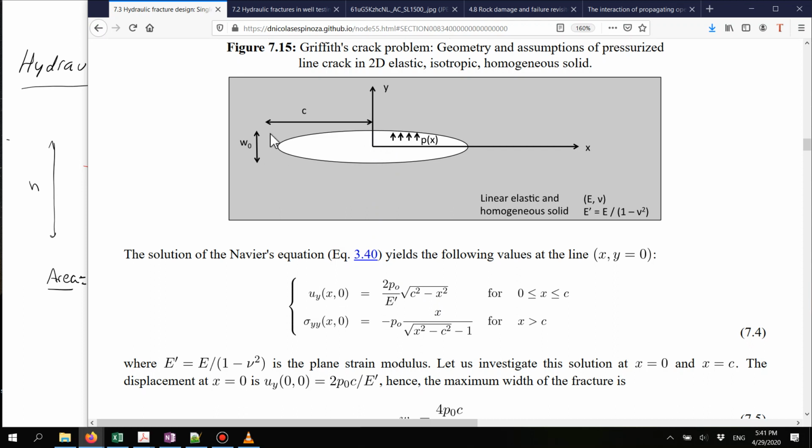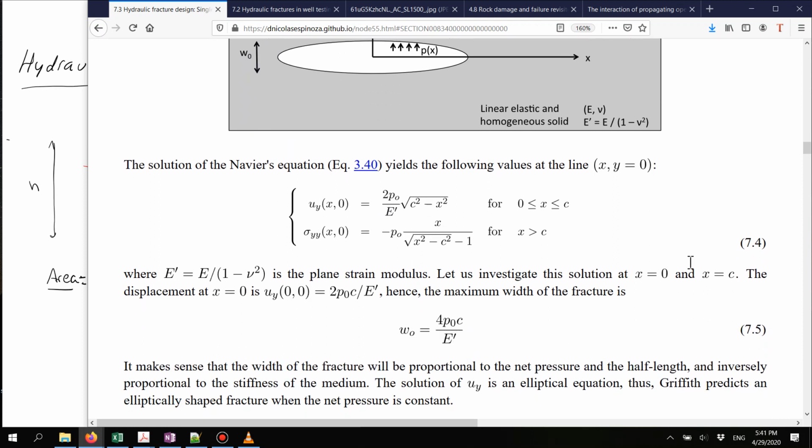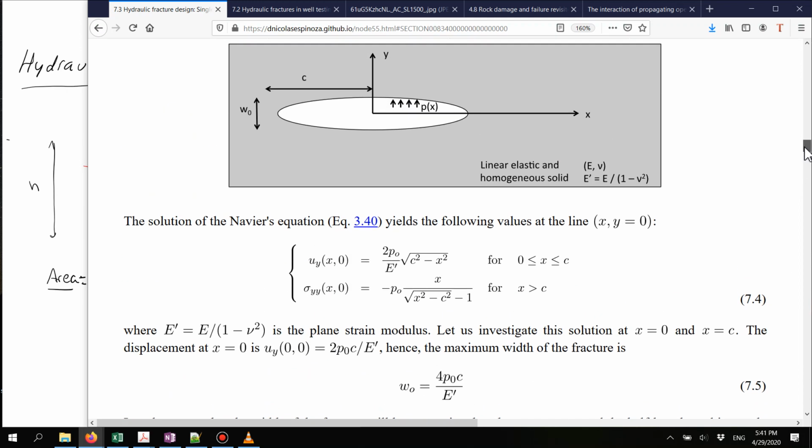And if we want to calculate the width of the fracture at the given pressure, then we just need to multiply this times by 2. And this is what we have over here. The width of this fracture, which is not propagating, is equal to 4 times the net pressure in the fracture, if I assume this is a constant pressure all around the fracture, times the fracture half length divided by the constraint, the plane strain modulus of the formation.